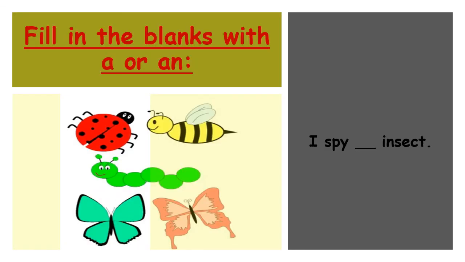Then we have two more. Fill in the blank with a or an. So we know this is a bee, a worm, a butterfly, but these are types of insects. So the word we are looking at is insect. I spy. Is it a or an? Look at the letter. Is it a vowel? Yes, it is. A, E, I, O, U. So if it's a vowel, we use an. I spy an insect. And then our last word for today.